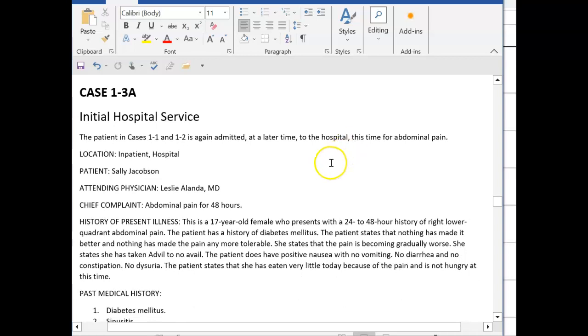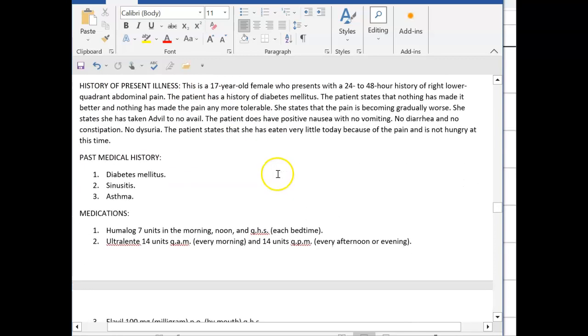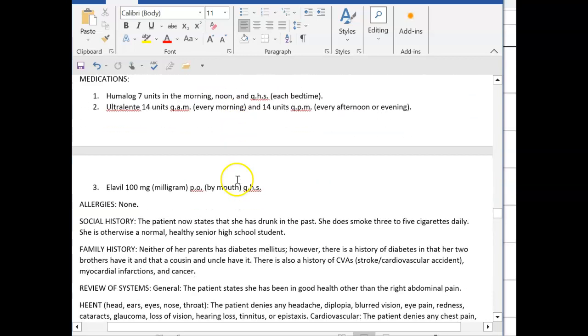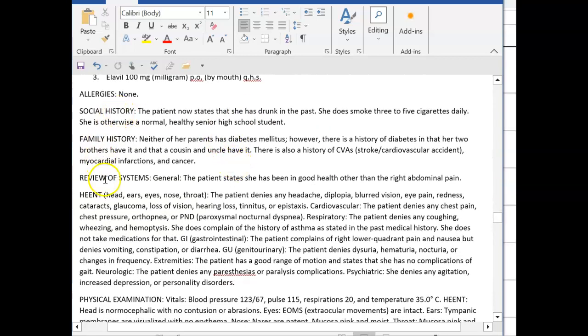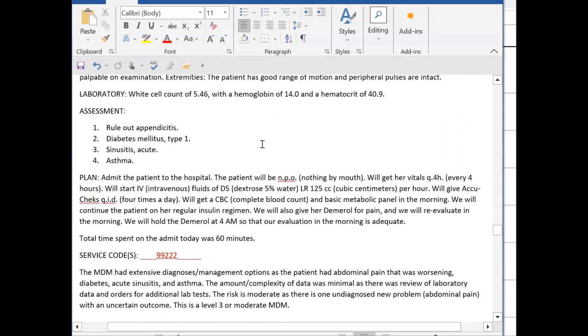Inpatient once again. We have 1-3A. We have history of present illness is good. Everything's appropriate on our history that covered review of systems, family, social history. The physical examination looks great. They did the physical exam, head, ears, eyes, nose, throat exam. The assessment, we're ruling out appendicitis. This patient is being admitted again. Diabetes, type 1, sinusitis, acute, and asthma.